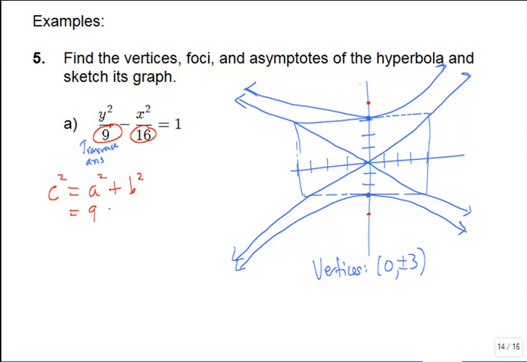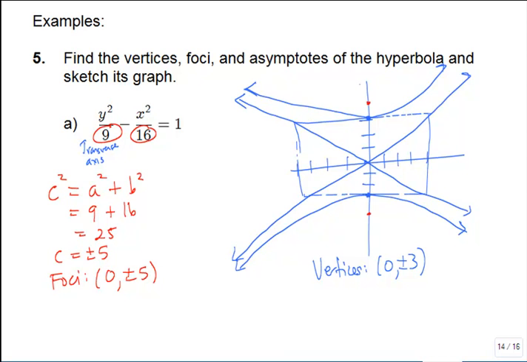So this is just going to be 9 plus 16, which is 25. So C is going to be plus or minus 5. And since these are on our y-axis, that means our foci have an x value of 0 and a y value of plus or minus 5.